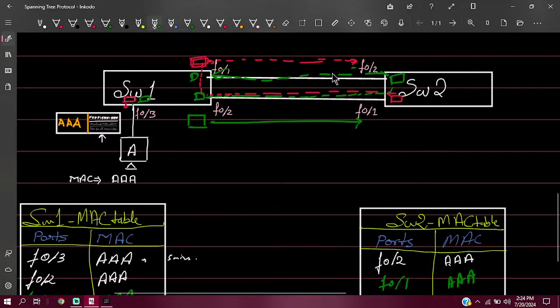Guys, can you see these 2 loops forming here? One is these green dotted lines and the other is these red dotted lines. Yes, and this is what we call Layer 2 loops. This was one example of how you can visualize a Layer 2 switching loop.